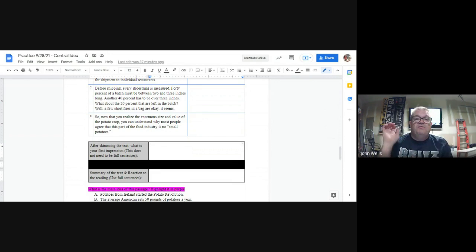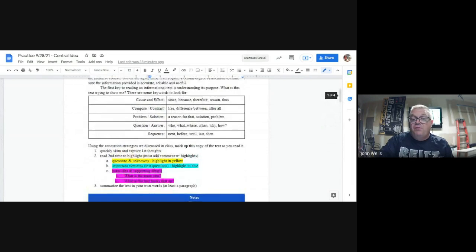And then down here, what were your first thoughts? What jumped out at you? What did you think? What did you notice? What are you anticipating? These do not need to be full sentences. They can be just little phrases or words or things that jump out to you. But it's just to capture your first impression.